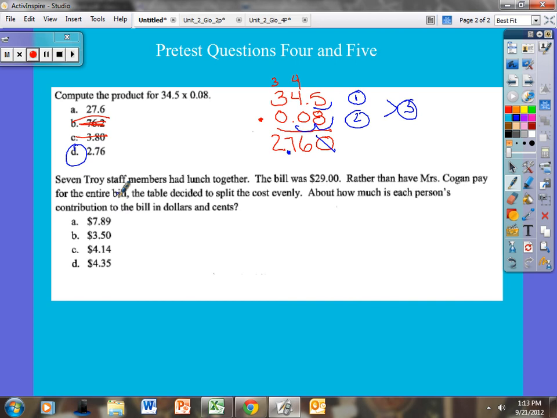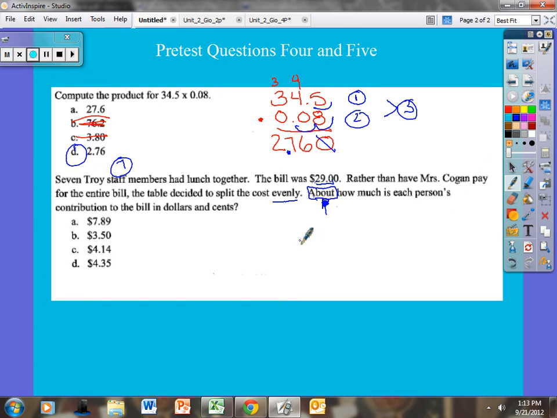And then for the next one, 7 Troy staff members had lunch together. Okay, keyword here being 7 people. The bill was $29. Okay, so the total bill is $29. Rather than have Miss Kogan pay for the entire bill, the table decided to split the cost evenly. Here we go, evenly. So each person's essentially paying a seventh of the bill. About how much? About. So that means the answer may not be exact. I possibly have to do some rounding because it's an estimate. About how much is each person's contribution to the bill in dollars and cents?